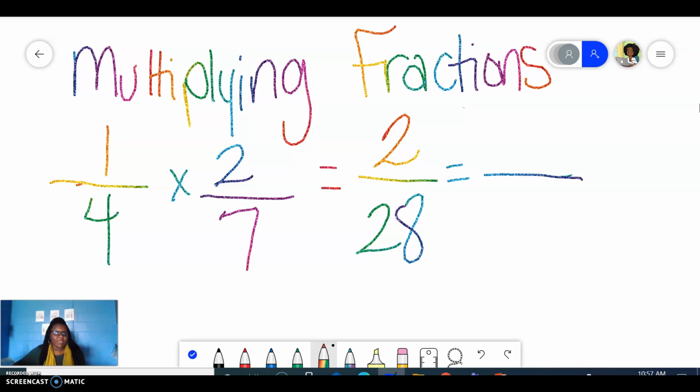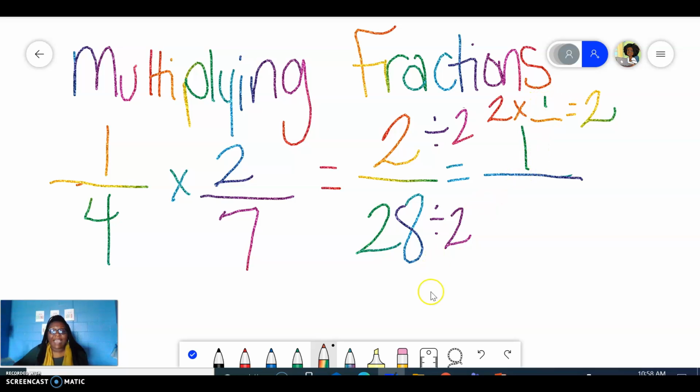We also want to think about the greatest common factor here. What is the greatest common factor between 2 and 28? If you said 2, you are correct. So I'm going to divide the top and the bottom, my numerator and my denominator, by the greatest common factor here, which is 2. So 2 divided by 2. In other words, I'm really asking 2 times what will equal 2? The answer there is going to be 1.